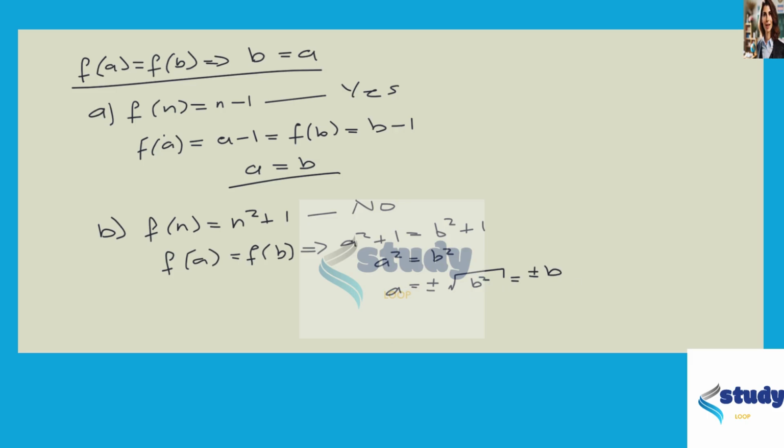So for example, f of 1 gives you 1 squared is 1, plus 1 gives you 2. f of minus 1 gives you minus 1 squared plus 1 again, which gives you 2. So two different inputs get mapped to the same output.